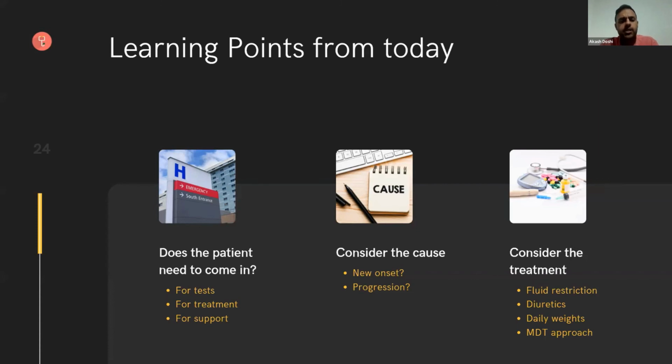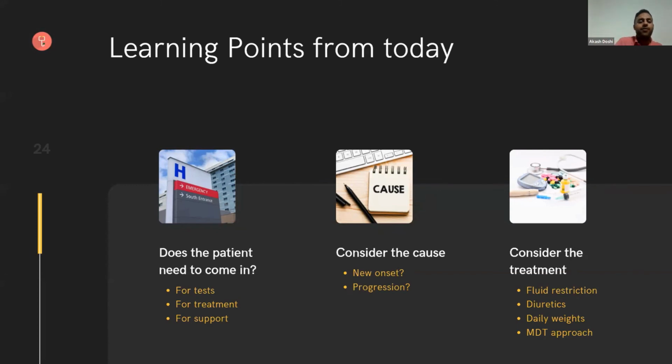The next thing to consider is the cause. It's very easy to see the patient as heart failure, make that diagnosis and sit there thinking, great, I'm an awesome healthcare professional. I have made the diagnosis of heart failure. That's excellent. But actually, the more important task is to think about the cause, because that's really going to be the thing that will help the patient in the long term.